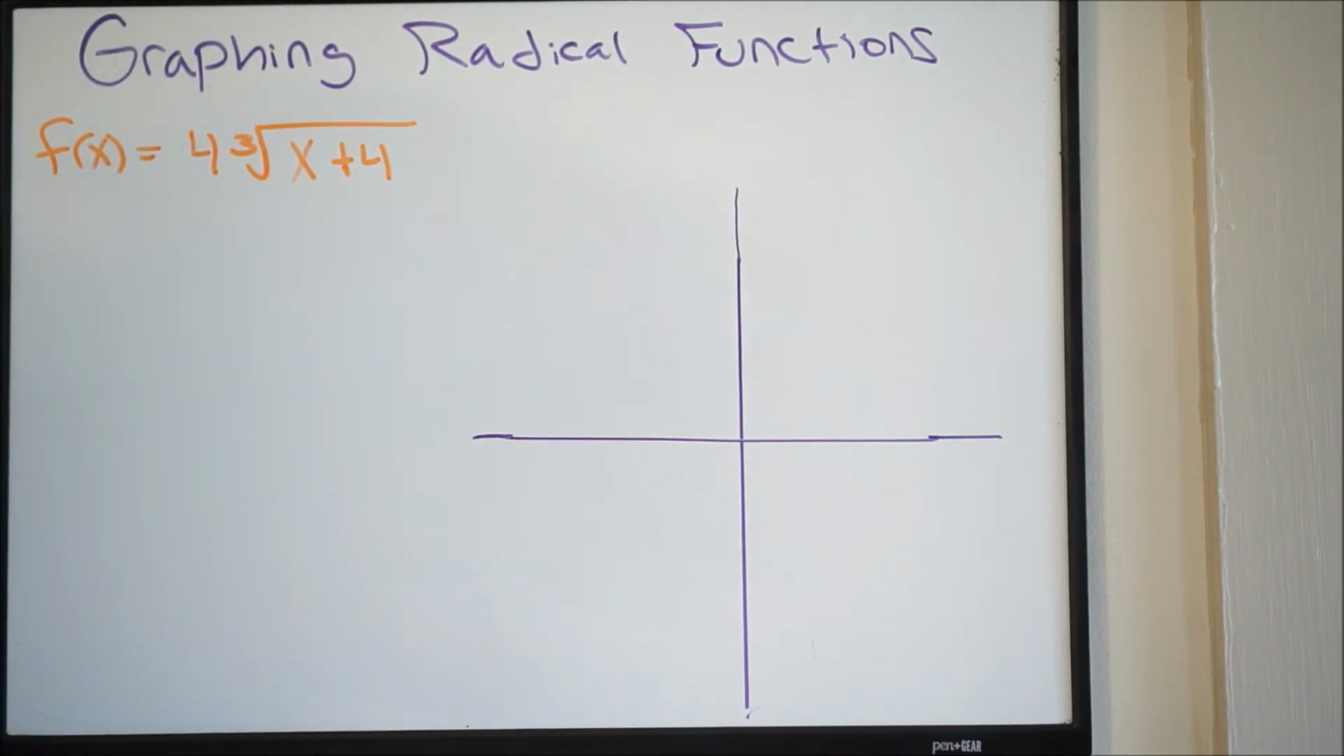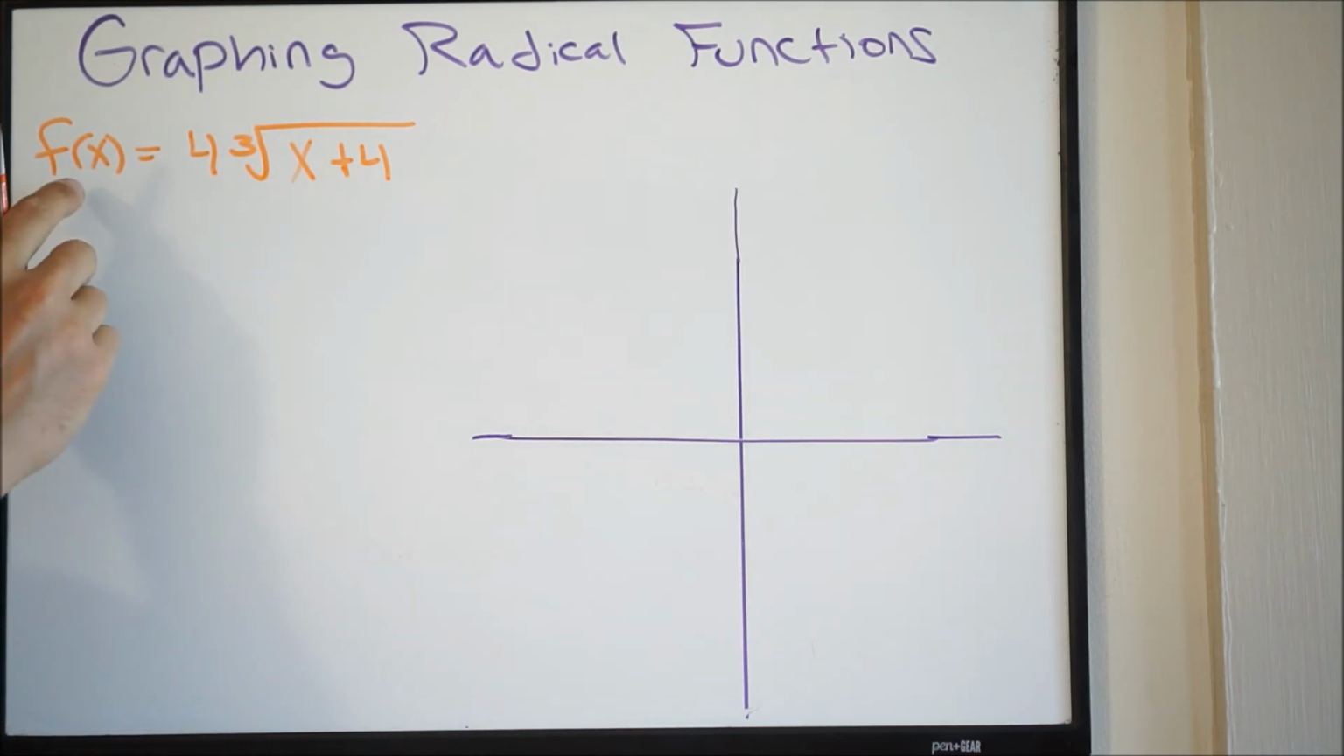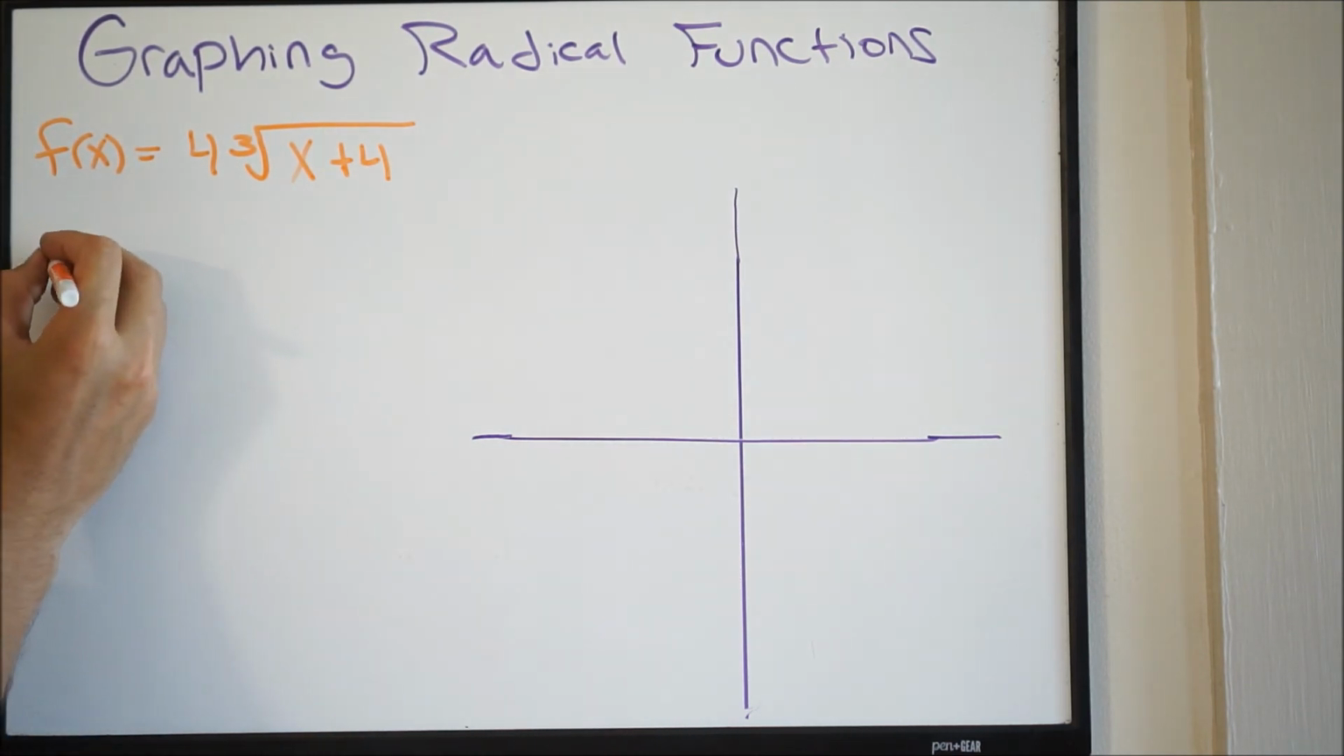Now at this point you can make a table of values if you wish. For the sake of this video, I want to try to keep it fairly short. I'm just going to go ahead and plug in some values and we'll get the points that way. So let's start at negative 12. I'm going to plug in negative 12 for x and see what I get for my y. We know that this is really y, so I'm going to write it as such.